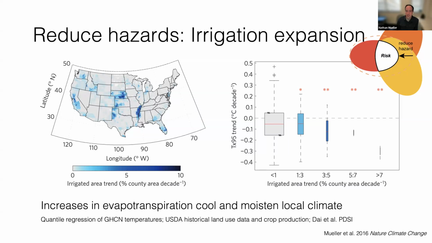And then on the right, we see basically how the extreme summer temperature trends are related to changes in irrigated area. And what we can see is those places that have the most increases in irrigated area have consistently negative extreme temperature trends. And this is expected and has also been shown in a lot of modeling studies because increases in evapotranspiration from irrigation basically cool and moisten the local climate.